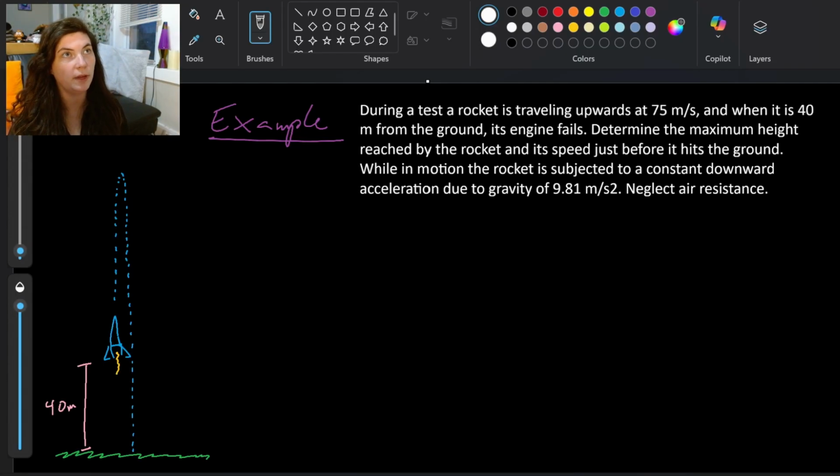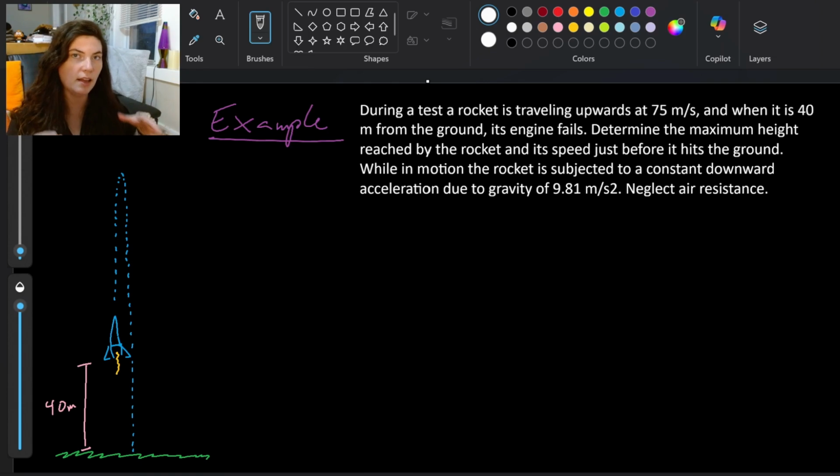In this problem, we have a test rocket traveling upwards at 75 meters per second, but when it's 40 meters from the ground, its engine fails. So we want to determine the maximum height reached by the rocket and its speed just before it hits the ground. While in motion, the rocket is subjected to a constant downward acceleration due to gravity of 9.81 meters per second squared, and we're going to neglect air resistance.